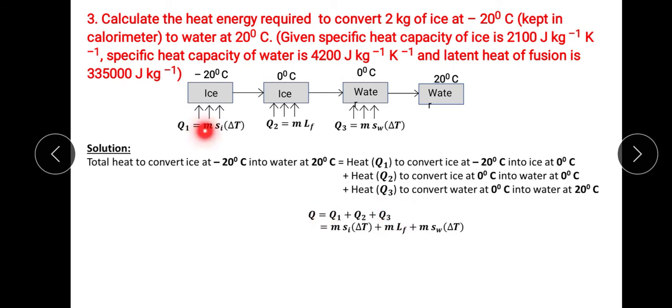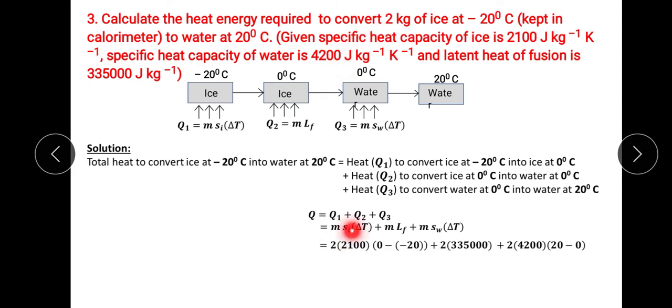And Q1 is equal to M into SI into delta T, where SI is specific heat of ice. And Q2 is M into LF, where LF is the latent heat of fusion of ice. Then Q3 is M into SW into delta T. This is specific heat of water. Let us substitute the things. All the things are given here.